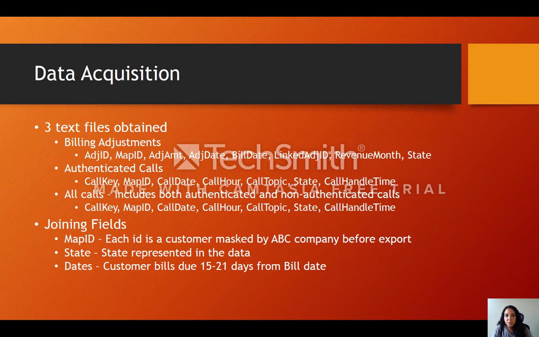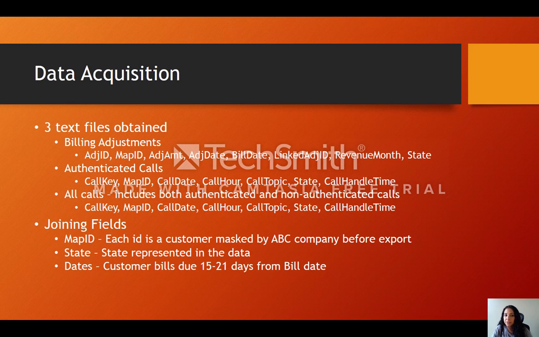We acquired the data directly from ABC Company, and they provided us with 3 separate text files. The first was the billing adjustment file, which included things like each adjustment's amount, the date of the bill the adjustment appeared on, the month, and the state. And then we had 2 files with call center data. One was authenticated and one wasn't.